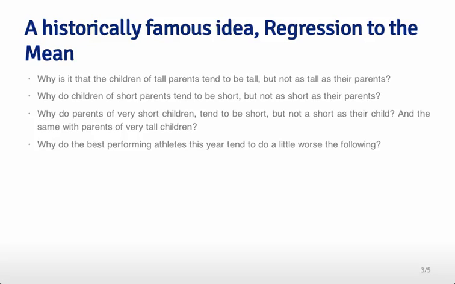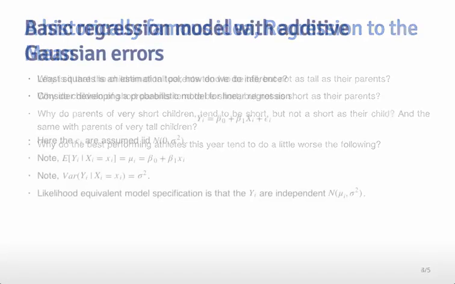So this will cover all sorts of ideas, including ideas that you hear about often when you read articles about statistical analyses in the popular press, things like regression to the mean. So why is it that children of tall parents tend to be tall but not as tall as their parents were? So these sorts of fundamental ideas will be explained in the regression class.